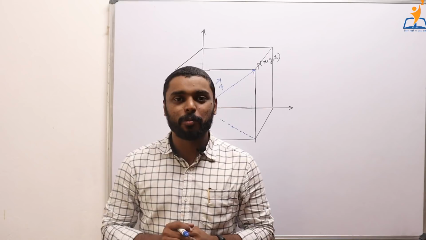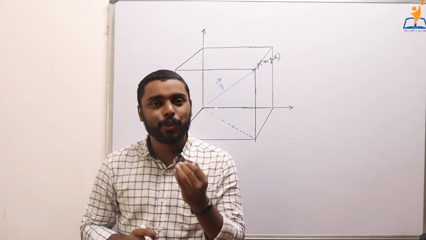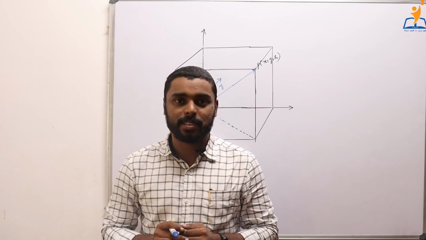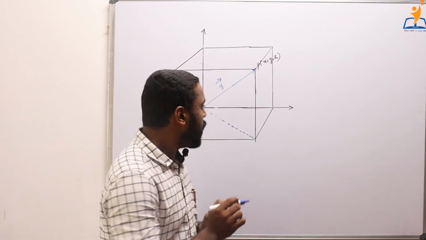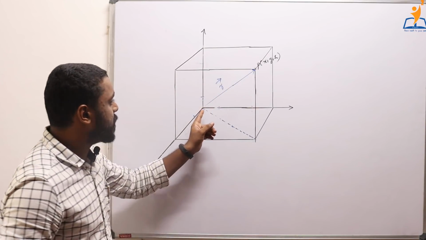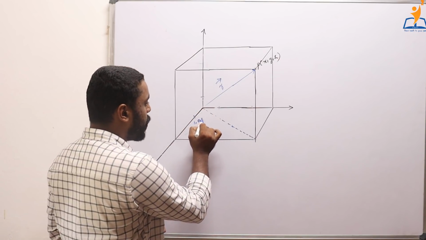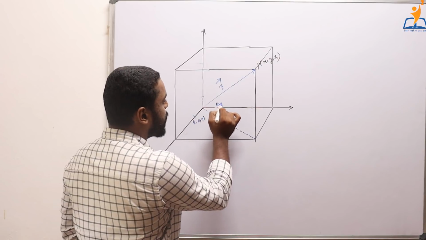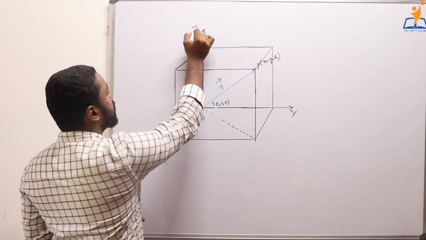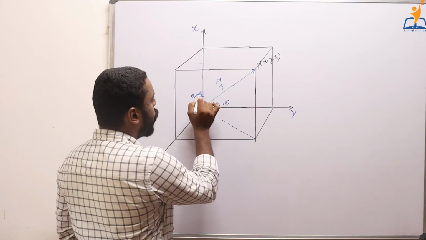So now we shall move to the components of a vector. So far we have learned that a unit vector can be found by dividing any vector by its magnitude. Now suppose that these points are at a distance of 1 unit from the origin. Then for the x-axis this point is nothing but 1 0 0. For the y-axis it is 0 1 0. Note that this is the y-axis, this is the x-axis, and this is the z-axis. And for this point it is 0 0 1.